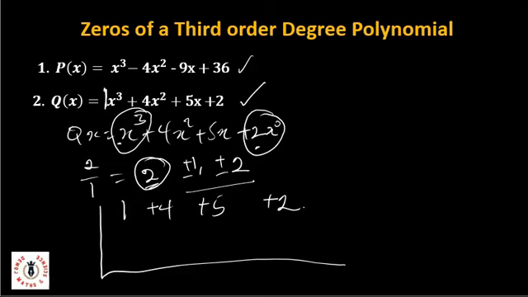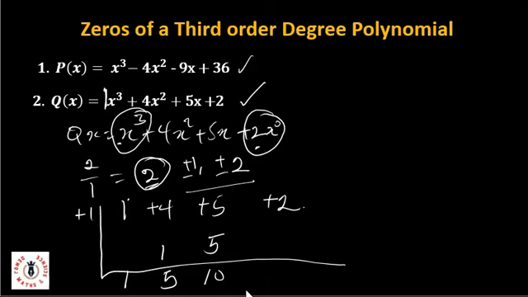Now, one of the zeros I am suspecting for this polynomial is plus 1. Let's start with plus 1. I have plus 1 out here. Now I'm going to bring this 1 down, just write it down here, that is 1. 1 times 1 here is 1. 1 plus 4, that is 5. This 1 times 5, that's 5. 5 plus 5, that's 10.